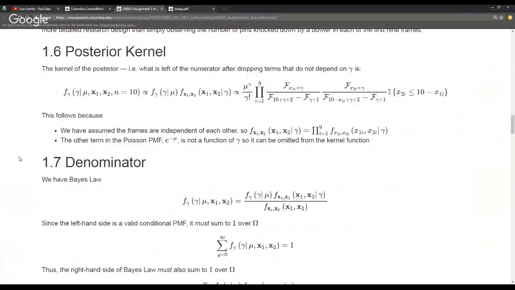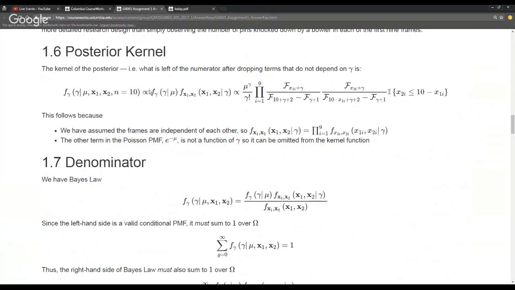So where people started to have trouble was calculating the posterior kernel. It's pretty much the numerator of Bayes' rule, and then on the next problem, the denominator. So the kernel of a probability function is just what's left over after you've thrown away any terms that do not involve the random variable in question. And the random variable in question here is gamma.